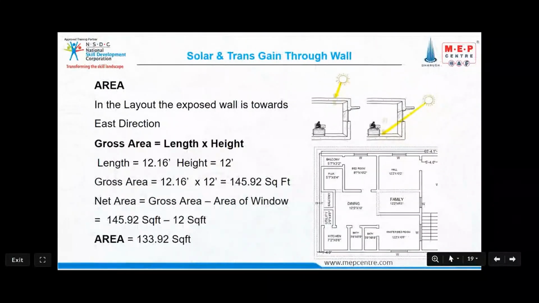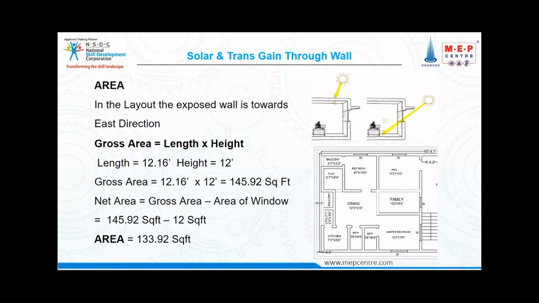So gross wall area equals length into height. Length is 12.16 feet and height is 12 feet, as we have considered the height from floor to ceiling, which gives 145.92 square feet. Net area equals gross area minus area of window. So 145.92 square feet minus 12 square feet, which is 133.92 square feet. This is the area of the wall.